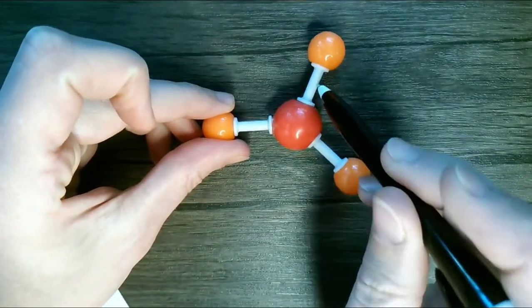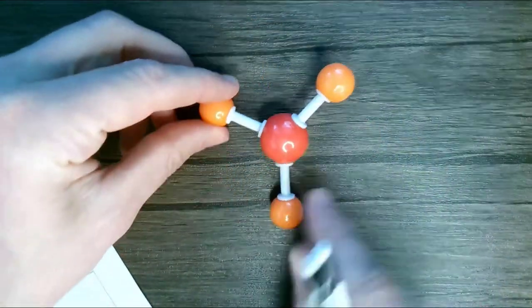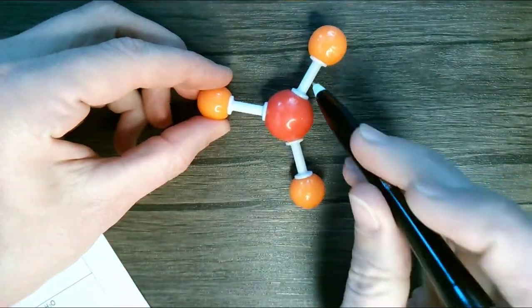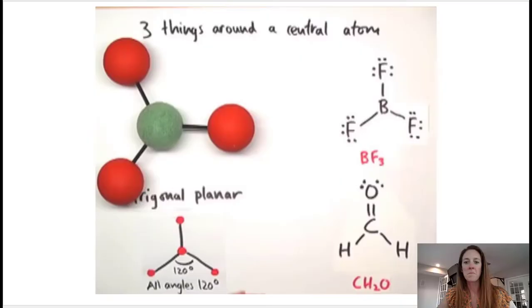Okay, so 120 degrees, 120 degrees, 120 degrees, which makes sense if it's in a plane that there's a circle that's fully 360 degrees. So 120 times 3. Let's look at that other example that's at the bottom of this screen here.